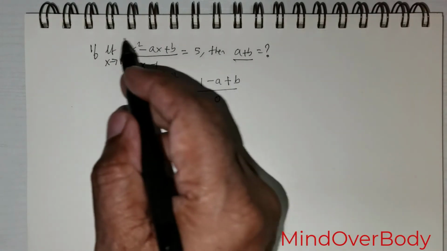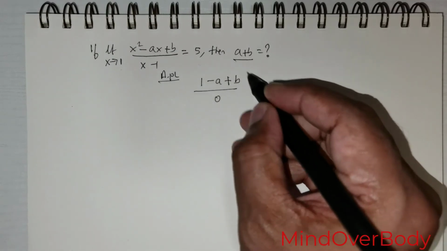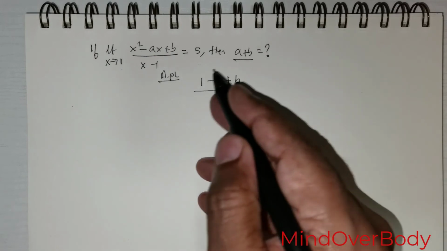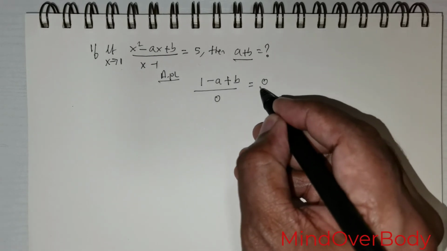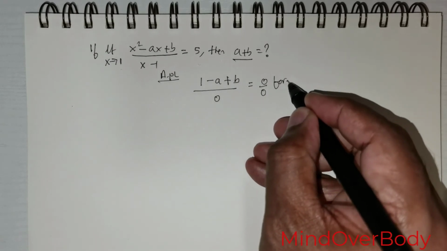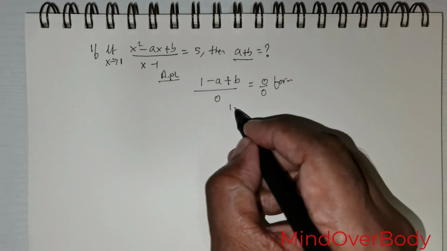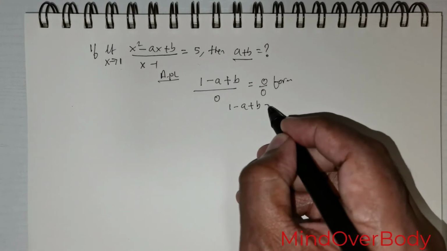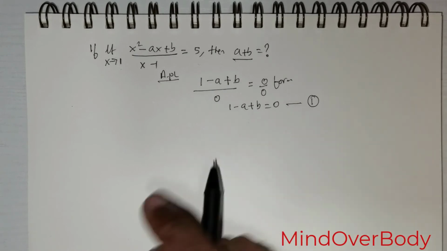Now it's given that this function has a limit. For the function to have a limit, this should be 0 by 0 form. So for this to be 0 by 0 form, it is necessary for 1 minus a plus b to be equal to 0. So we have got the first equation.